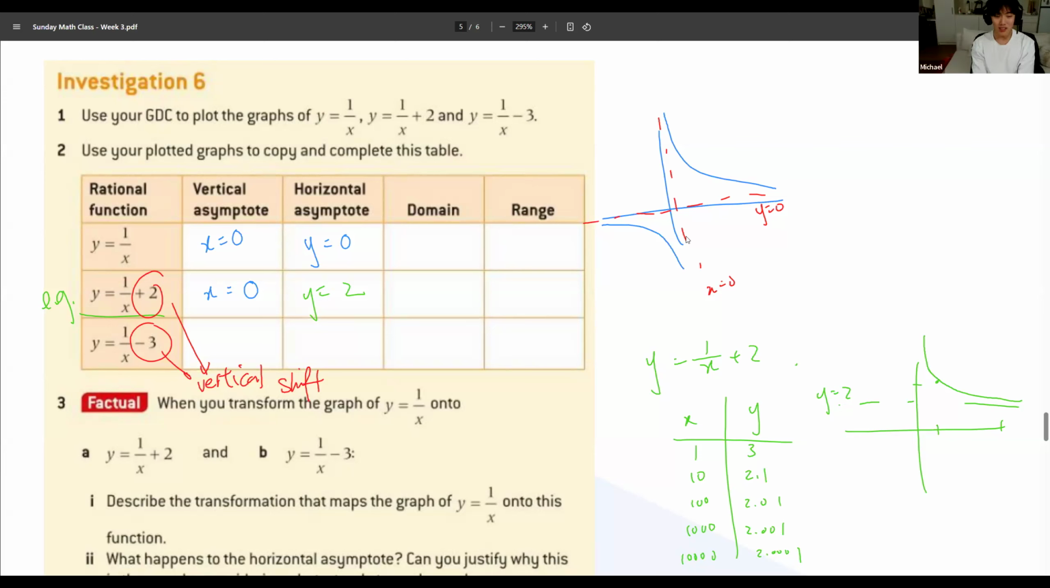Did you guys use the fact that it is a vertical shift? I told you the +2 and the -3 are actually just a vertical shift, shifting up and shifting down. Did you guys use that fact? No. Interesting. Okay. Adriana, if I tell you the third graph is just the first graph shifting down by 3 units, can you tell me the horizontal asymptote and the vertical asymptote?